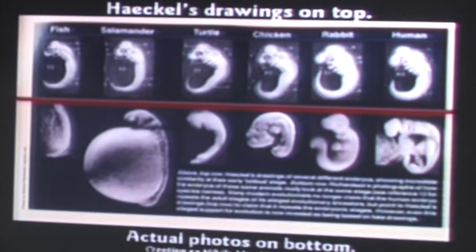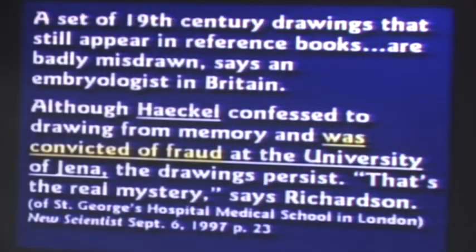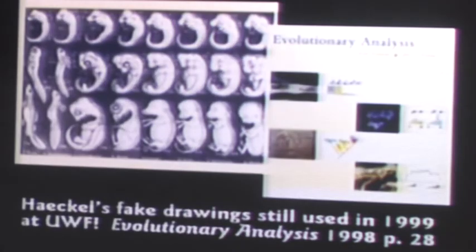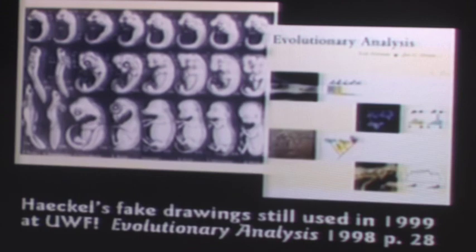On top are Haeckel's fake drawings. Underneath are actual photographs of what he claimed he was drawing a picture of. Now, either he's a lousy artist or he's a liar. Well, it turns out he's a liar. He was convicted of fraud by his own university. Proven to be a fraud. But guess what? Haeckel's fake drawings are still used in textbooks in your state right now.